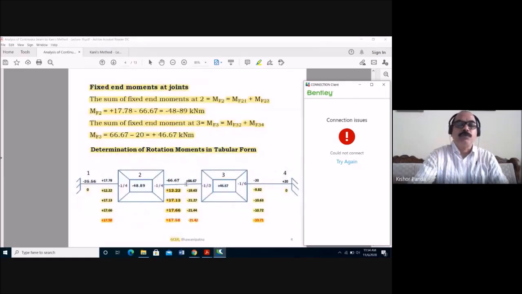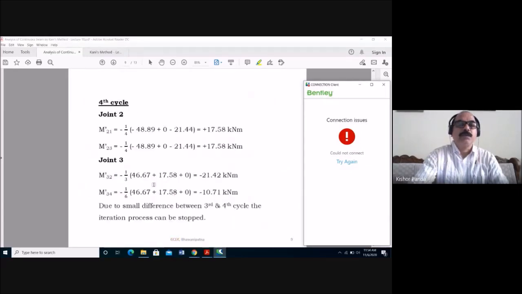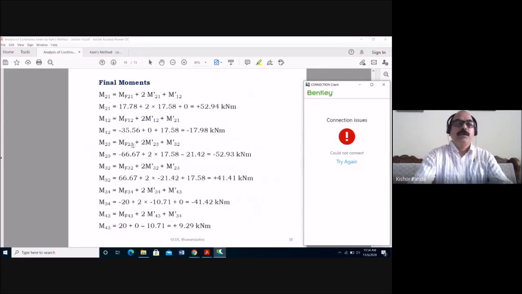So when we find out M23, MF23 plus twice the near end moment and once the far end moment. When we consider 2-3, you have to consider this as the near end moment and this as the far end moment. So twice of this plus once this one, 2 into 17.58 minus 21.42, plus this piston moment. So M23 is MF23 plus twice M-23 plus M-32, minus 66.67 plus 2 into 17.58 minus 21.42. So this is the final moment.